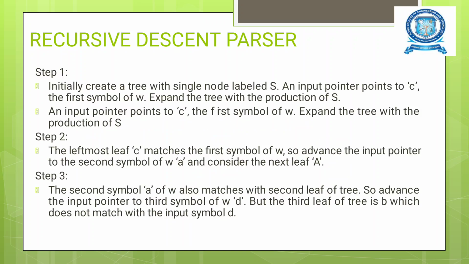It can be described step by step. The recursive descent parser has the following procedure. Initially, create a tree with a single node labeled S, and the input pointer points to c, the first symbol of w. Expand the tree with the productions of S. We already discussed this procedure. The leftmost leaf c matches the first symbol of w, so advance the input pointer to the second symbol of w, a, and consider the next leaf, capital A.